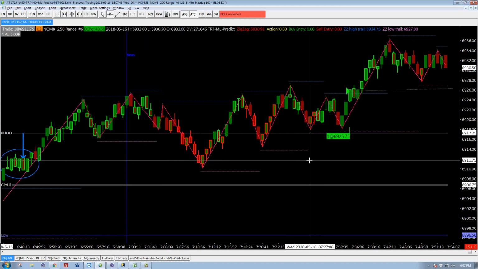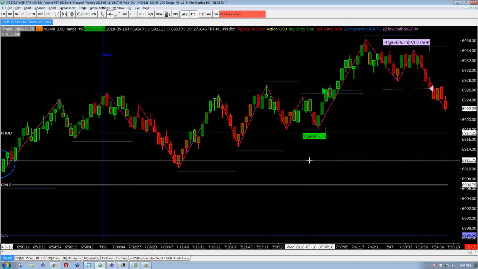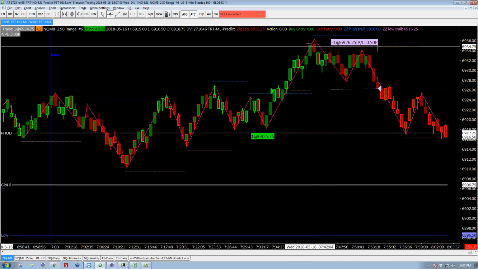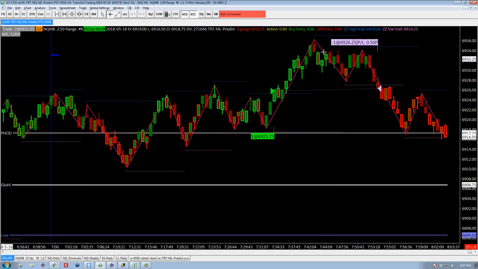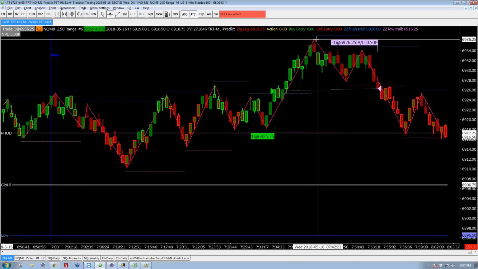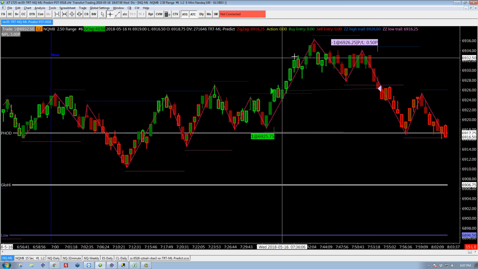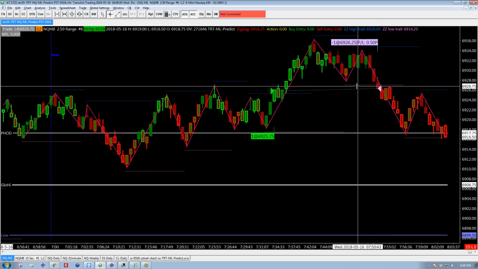In any case, I'm testing the trail to the zigzag instead of just a hard 20 tick trail, which we've been using. We keep seeing we get taken out just as the market's about to continue higher. So I'm live testing this. I think I've got it working now. So this is what we're seeing here.